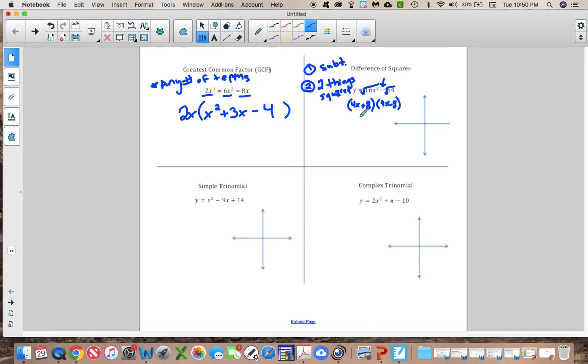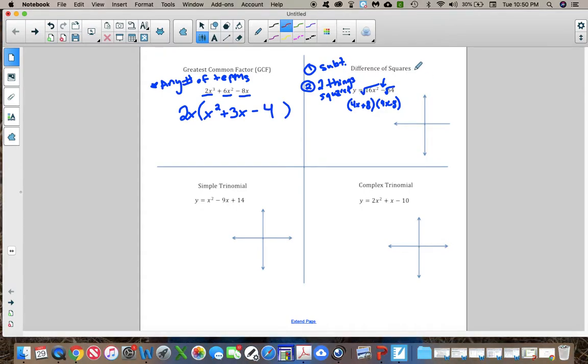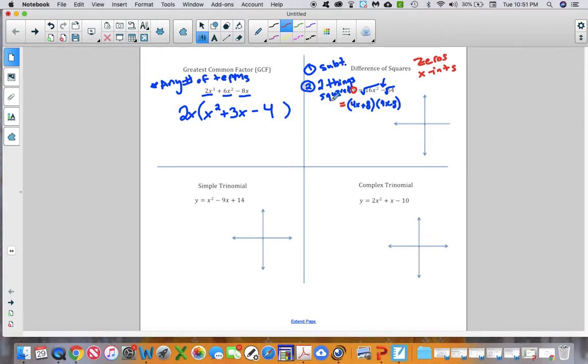Now, we're going to go one step further. And when we are trying to find the zeros of a function, zeros again means the x-intercepts or the roots or the solutions. But if we're trying to find the x-intercepts, you'll remember that we plug 0 in for y. Okay, so I'm going to do that. I'm going to plug 0 in for y.